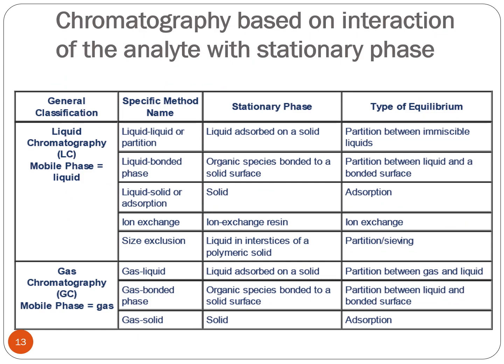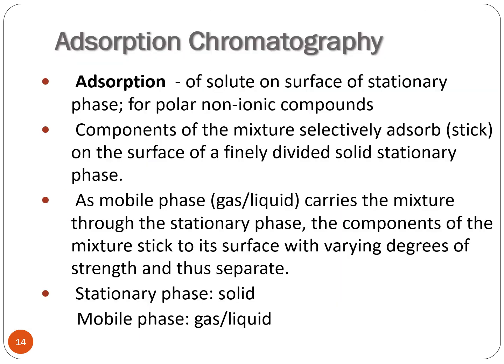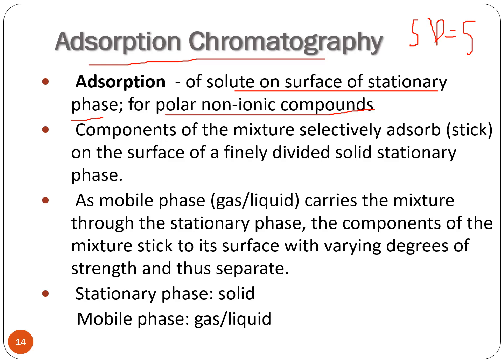Okay, this one, the summary you can read. Okay, for adsorption chromatography, the stationary phase is in solid form. Okay, the adsorption of solute on the surface of the stationary phase. Okay, adsorption chromatography is used to separate polar non-ionic compounds. Components of the mixture selectively adsorb, or stick, on the surface of the solid stationary phase.